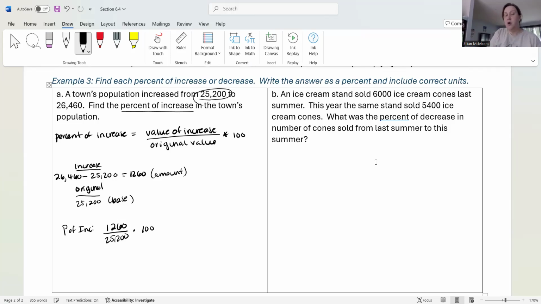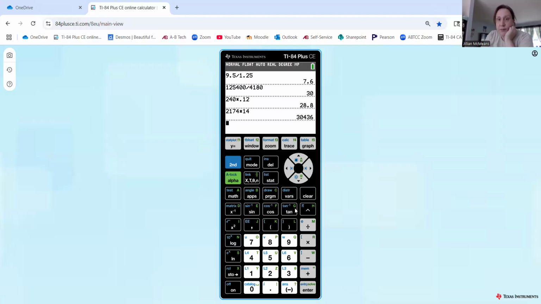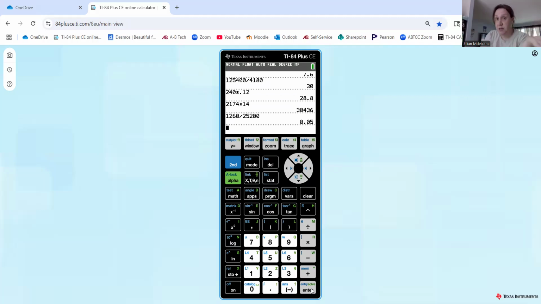So I'm going to go over to the actual calculator to show you this one. Depending on the calculator you have, your calculator steps might be different, and that's totally okay. Just ask your instructor how to use your calculator. So for mine, I want to take the 1,260. I'm going to divide it by 25,200. That's going to give me some decimal. And then if I want to convert it to a percent, I can just manually move my decimal to the right twice, or I can multiply by 100 on my calculator and I get 5.